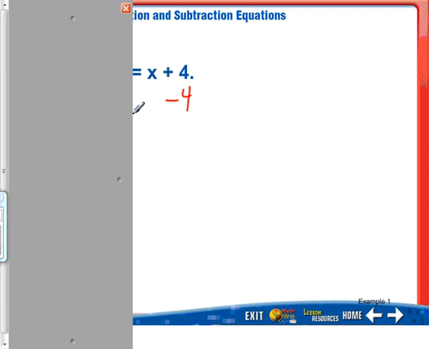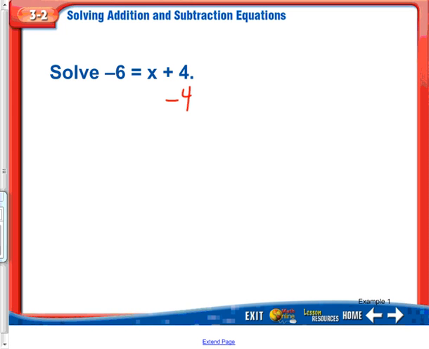Now we can look at the other side, because remember the teeter-totter. Whatever you do to one side, you have to do to the other. So we also need a negative 4 over there. Now we draw our line all the way across. We bring our variable down. We bring our equal sign down.